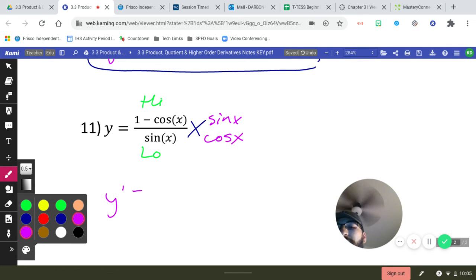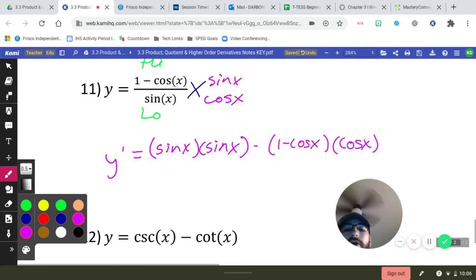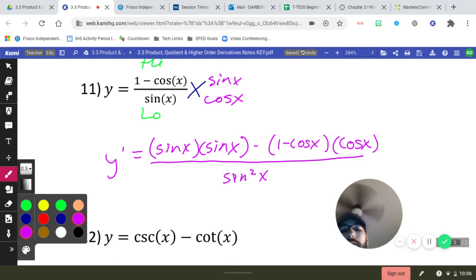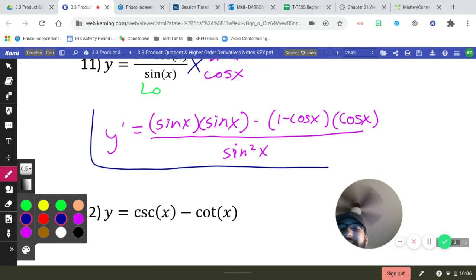Remember, it is always low first. So low times derivative of high, low d high. So that is sine of x times sine of x. You can also abbreviate it sine squared of x if you would prefer. Then high times derivative of low, so minus 1 minus cosine of x times cosine of x. All over low squared, so all over sine squared. Okay?